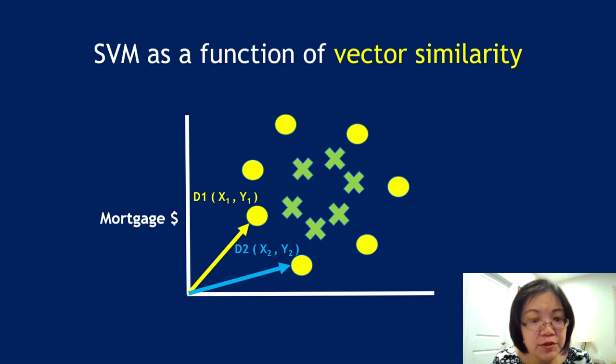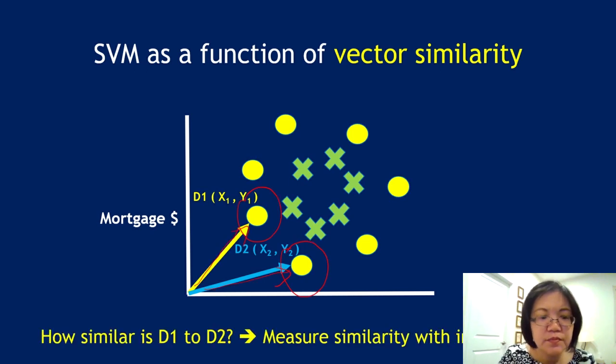If we have 2 points that are very close to each other, that means they're very similar vectors. If you have 2 points that are far away from each other, then you can say these two vectors are not similar to each other. And we can quantify the similarity of these vectors with a very simple mathematical formula. We can just look at how close they are to each other. So how similar is D1 to D2? We can measure their similarity using inner product.